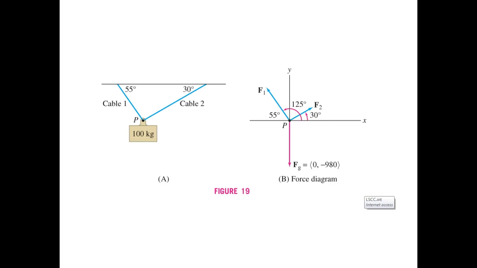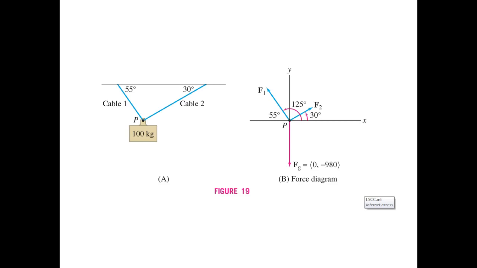The component in the y direction would be F1 times the sine of 55 degrees. The horizontal component here would be F2 times the cosine of 30 degrees, which you know would be square root of 3 over 2. And the y component would be F2 times the sine of 30 degrees, which would be 1/2. Okay, so now we've broken those into components.